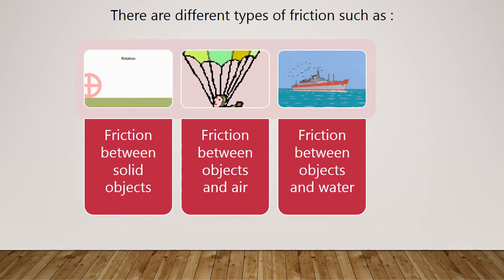Number three, friction between objects and water. If you swim in the water, or if a boat or ship moves on the sea, what will happen? There is a friction force arising between the surface of the ship and the water, and of course the direction of this friction force will be in the opposite direction of the motion, or the opposite direction of the movement.